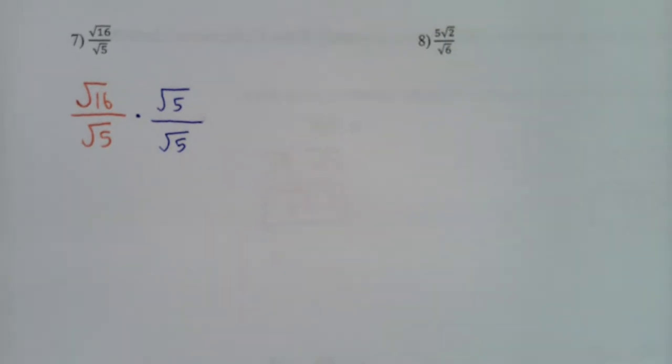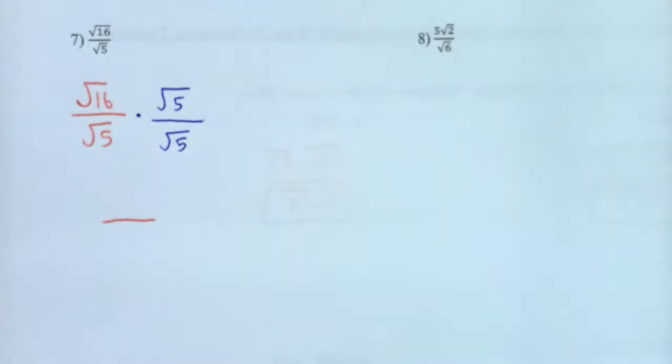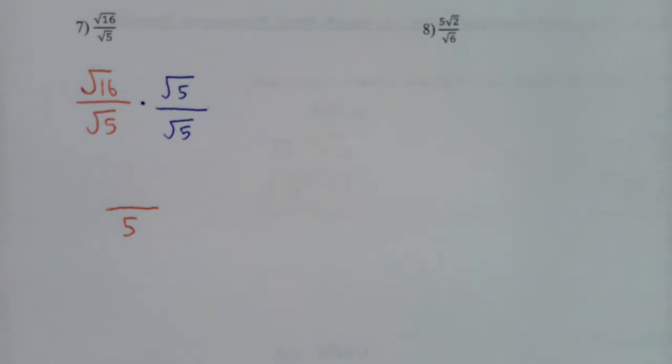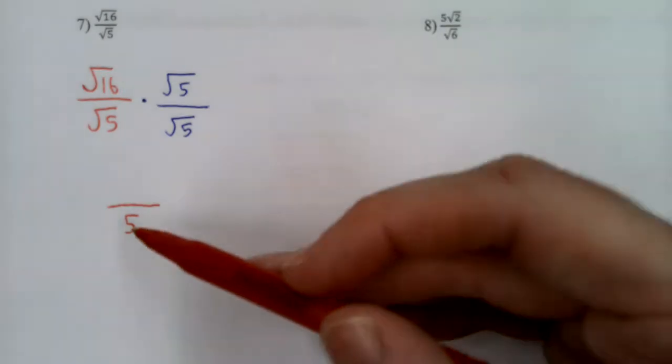So my denominator, square root of 5 times the square root of 5 is just 5. The square root of any number times the square root of the same number is just the number without the square root. So square root of 7 times square root of 7 is 7. Square root of 19 times square root of 19 is 19. Square root of 57 times square root of 57 is 57, and so on. Because if you think about it, square root of 5 times square root of 5 is square root of 25, which is 5.